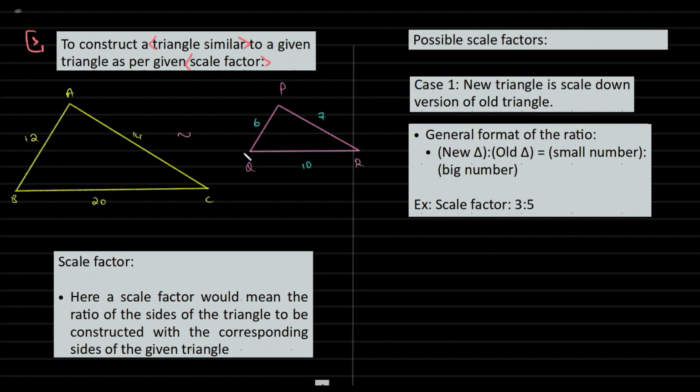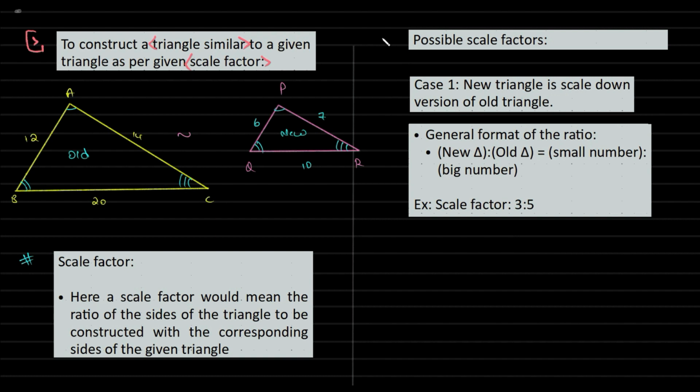So basically, this is half of this, right? That's your new triangle. This is your old triangle. These two triangles are similar. So all the angles are equal. A is equal to P, B is equal to Q, and C is equal to R. So these two triangles are similar. Now, what is the scale factor? To understand this, we will begin by looking into the variations and examples.